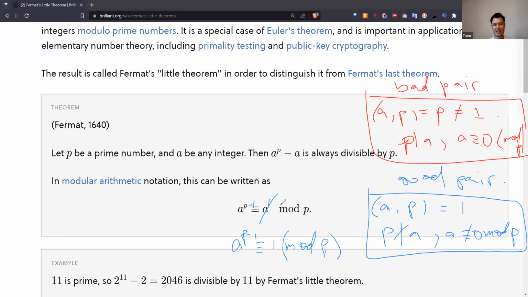So actually, this theorem is more general because it doesn't care if a is good or bad. This is always the case. And if a is bad, then this is 0 and this is 0.